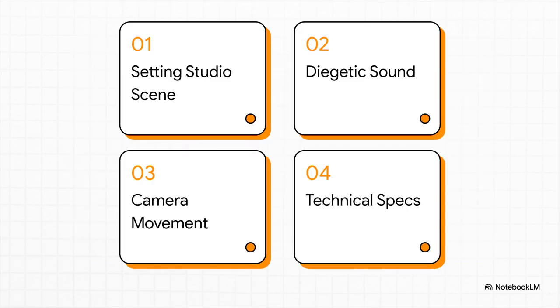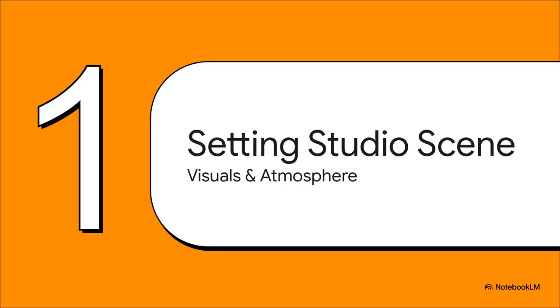To really wrap our heads around how this works, we're going to dissect this prompt layer by layer, almost like a director's masterclass. First up, we'll look at setting the studio scene. Then, we'll design the diegetic sound. Third, we'll map out our 8 seconds of camera movement. And finally, we'll get into the technical generation specs. All right, let's jump right into layer number 1, setting that studio scene and dialing in the atmosphere.